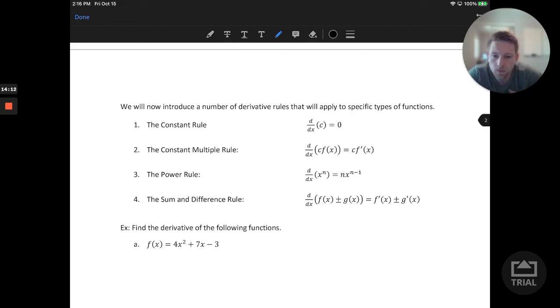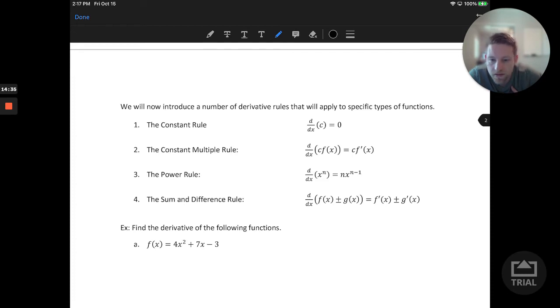These four rules you'll use quite a bit throughout every problem, so that's why I want to address these first. The first rule that we'll come across for the derivatives is the constant rule. This tells us that any constant value, its derivative is going to be 0.